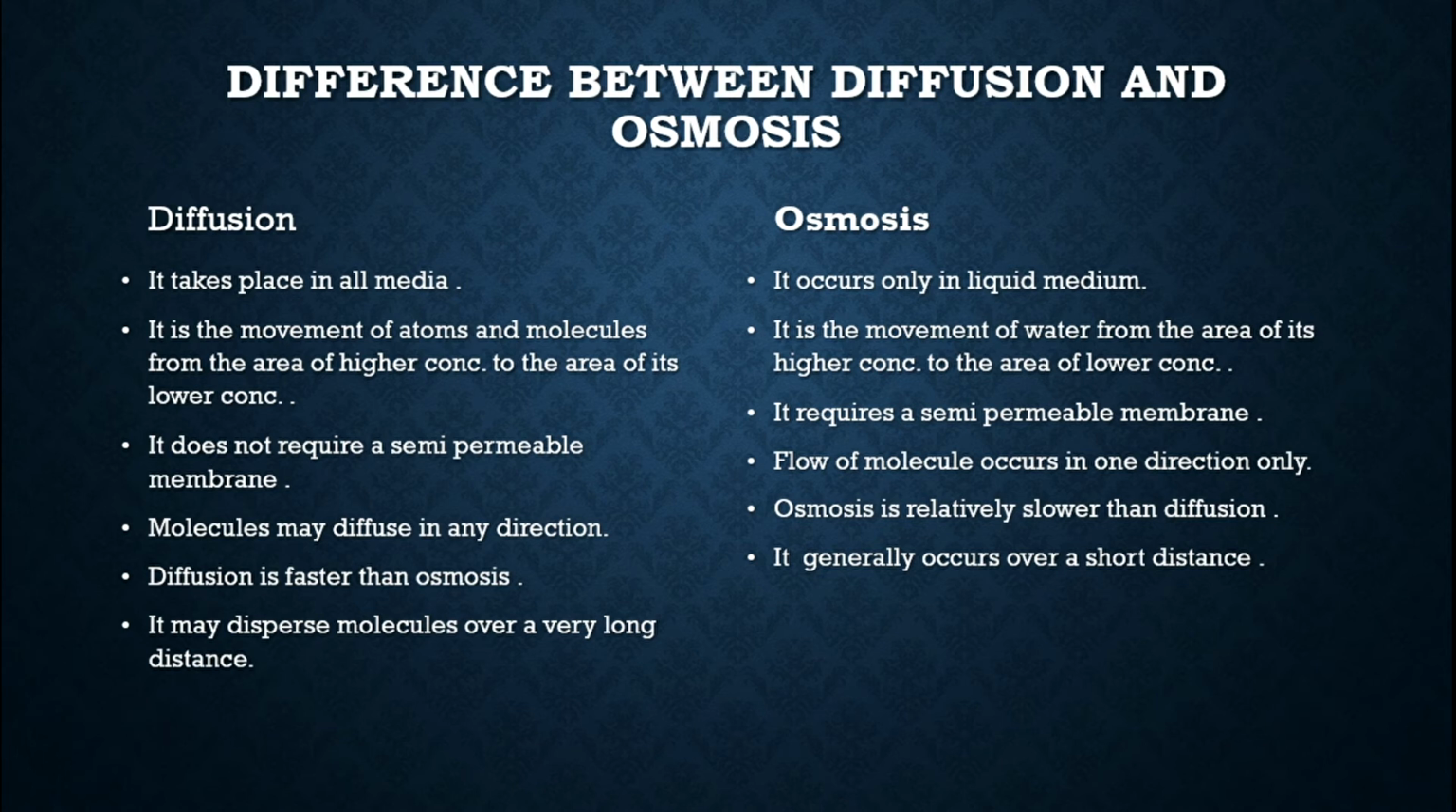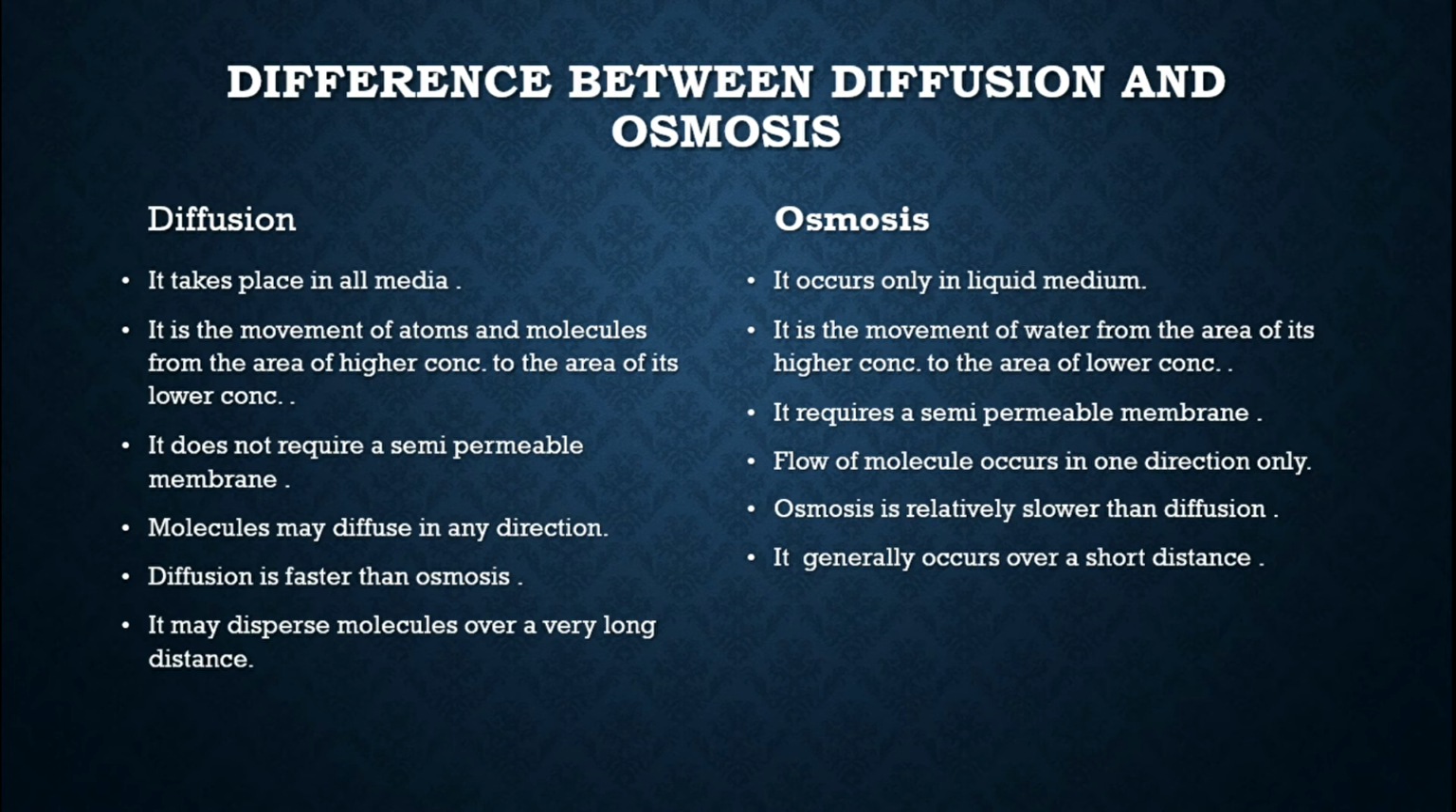The second point is the definition. Diffusion is the movement of atoms or molecules or substances from the area of high concentration to the area of low concentration. Osmosis is the movement of water from the area of its high concentration to the area of low concentration through a selectively permeable membrane. I forgot to mention it here, but yes, through a selectively permeable membrane to reach equilibrium inside it.